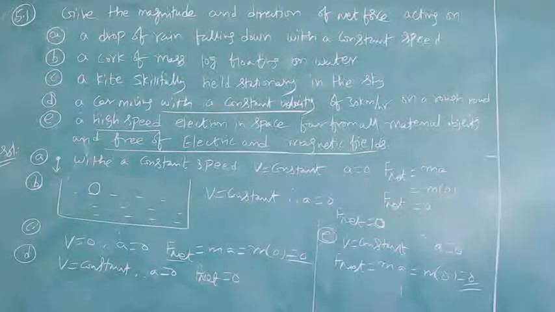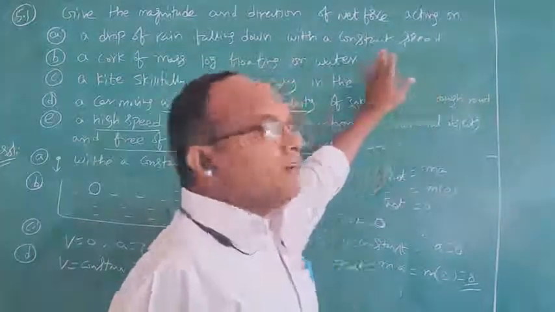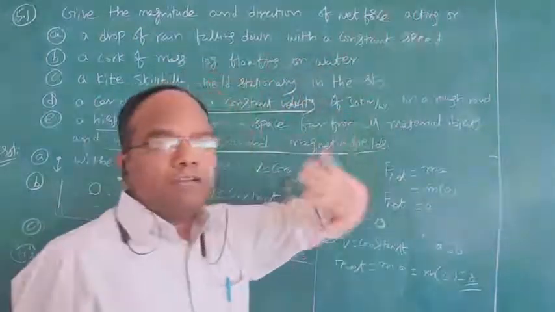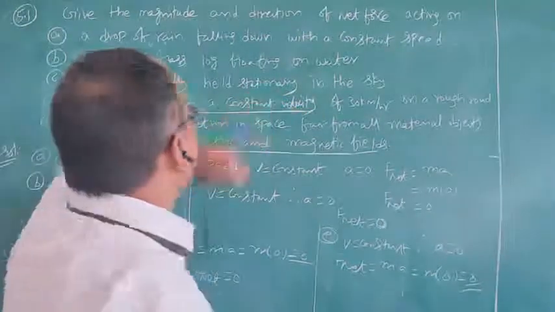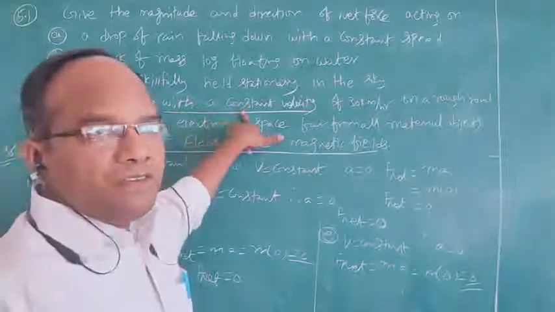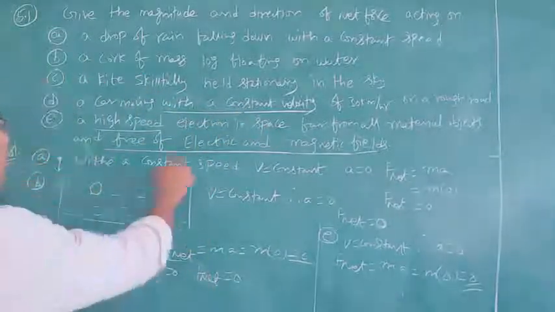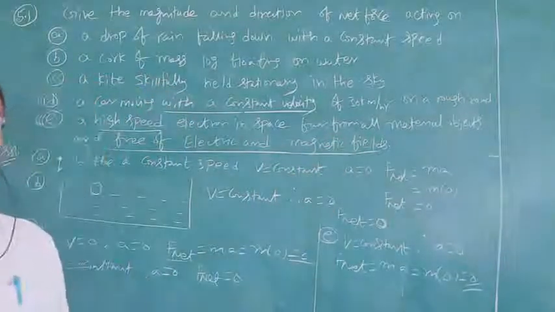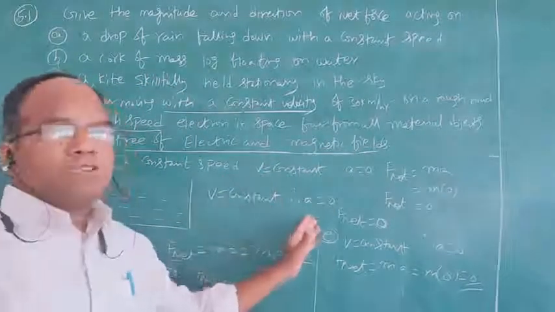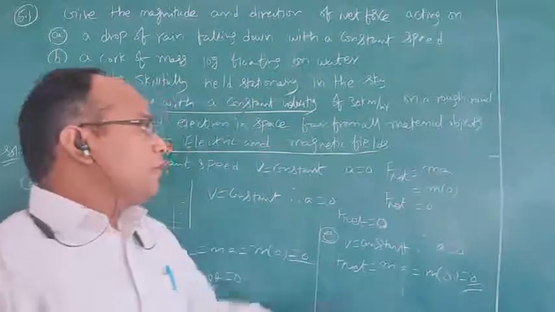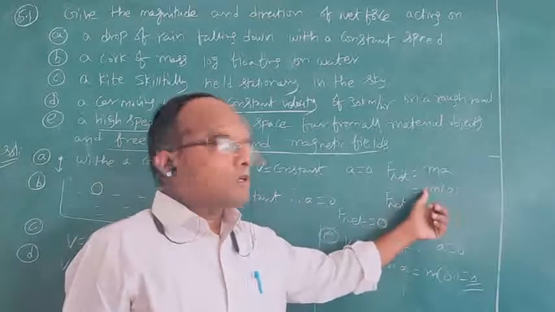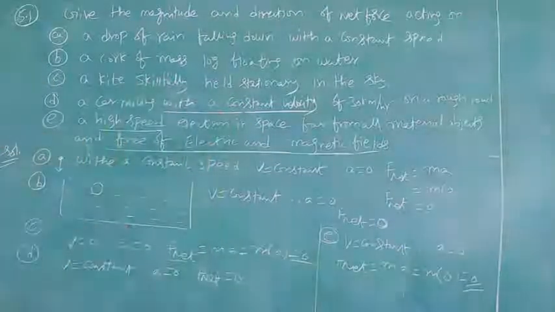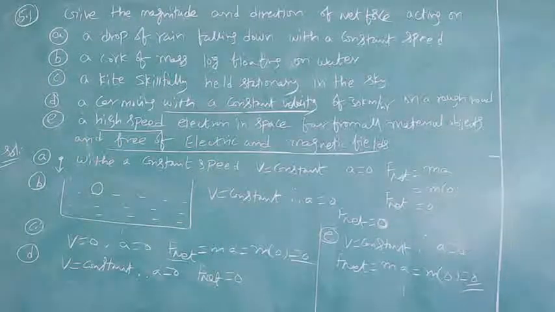So from here, what have you understood? Whenever the object is moving with a constant speed, when the object is floating in the water, it is also constant speed. It is stationary, means v is 0. Next, the car is moving with a constant velocity, v is constant, as well as the electron is free from electric field as well as magnetic fields. They are also constant. So what happens? Whenever the speed is constant, acceleration is always 0. Therefore, what is the formula? Net force is equal to m into a. A is what? 0. So m into 0 is what? 0. So for all the things, net force is always 0 whenever it is constant.